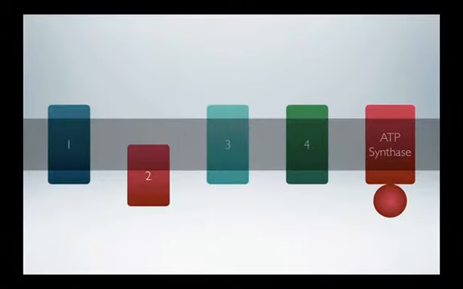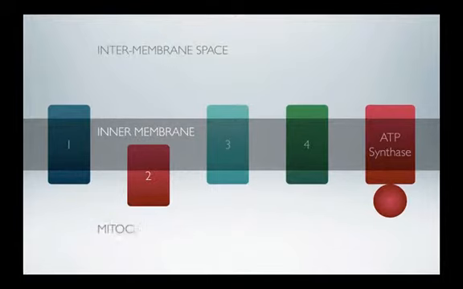For clarity, chemiosmosis is often shown on a diagram such as this one. The top half is the intermembrane space. The dark strip is the inner membrane of the mitochondria, and the bottom half is the mitochondrial matrix.